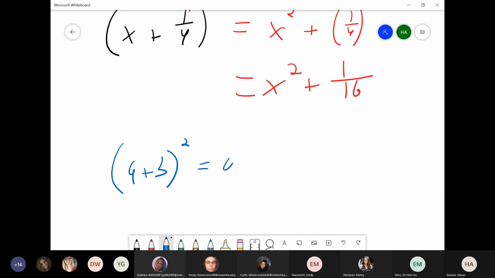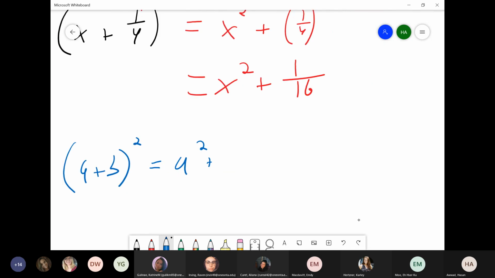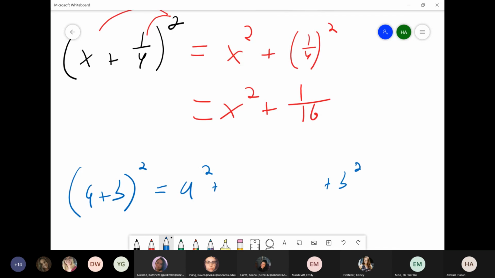The outcome is supposed to look like a squared, so we're going to have this term. All the way at the far end, we're going to have this b squared term. And if you notice, this is exactly what we have so far: the x squared, which is our first number being squared, and the 1/16, which is our last number being squared. But there's this middle thing that we're looking for, and that is the plus 2ab.